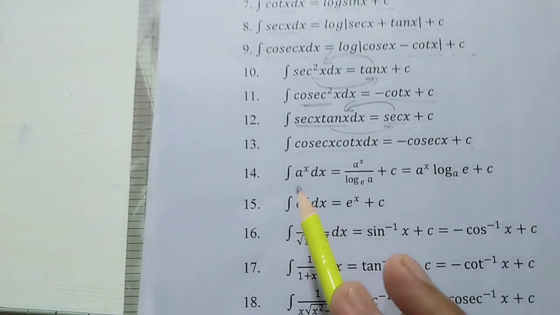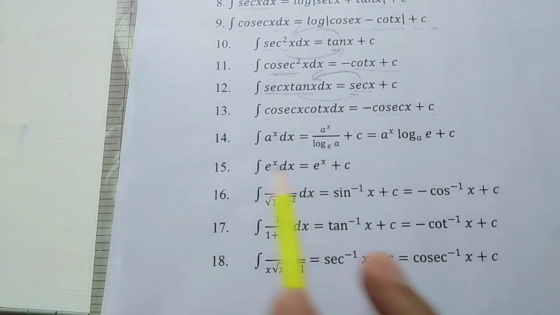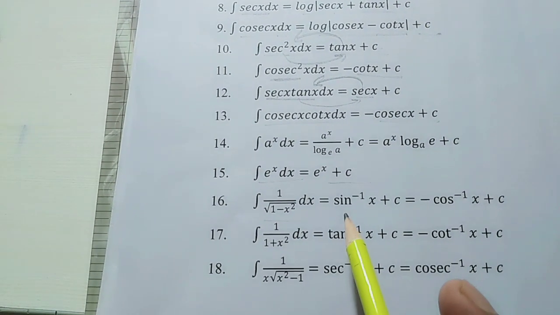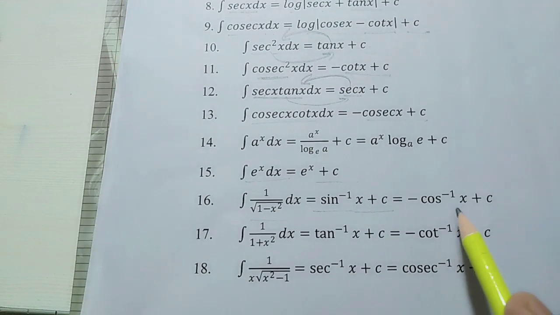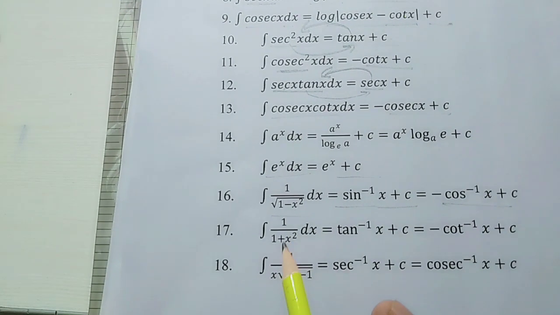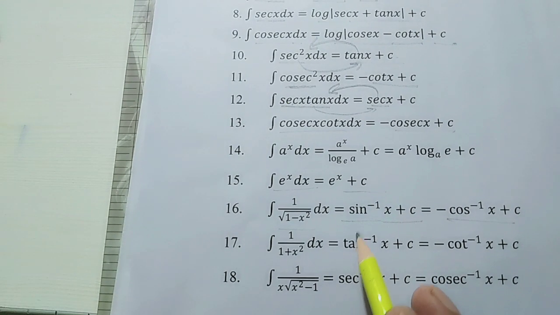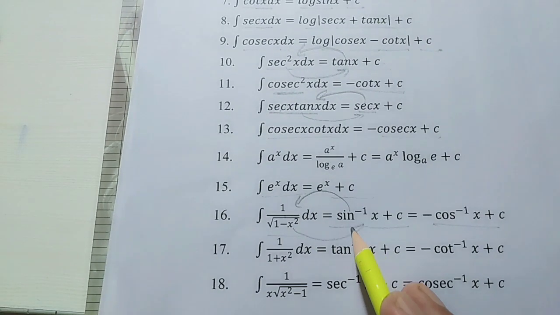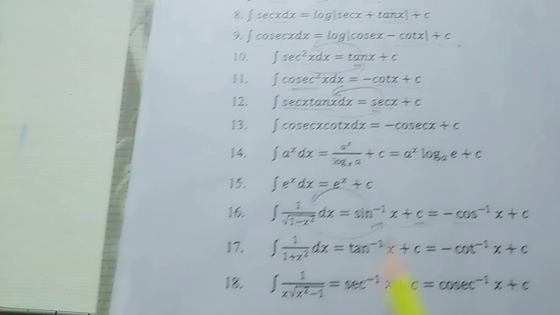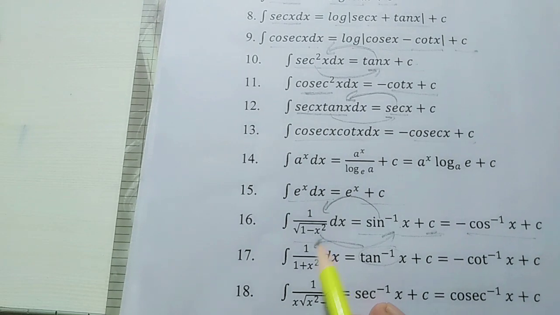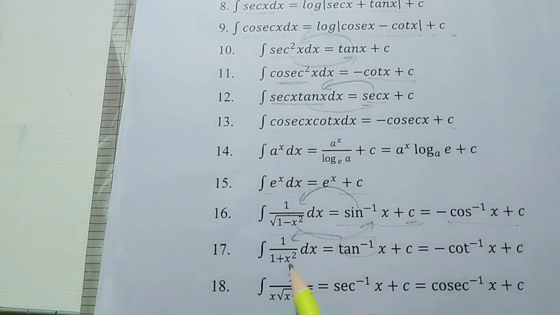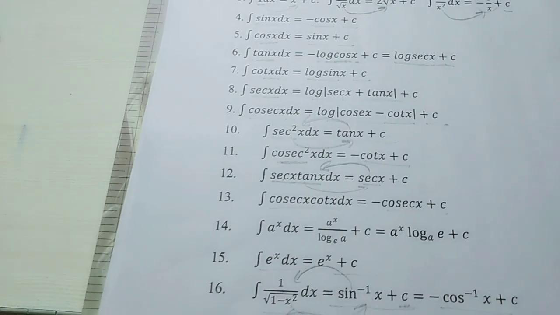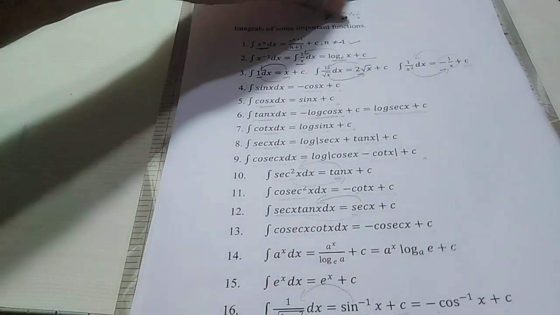So these are the formulas you have to remember, like integration of e to the power x, integration of 1 upon under root 1 minus x square. So either sin inverse x plus c or minus cos inverse x plus c. Because if you remember, the differentiation of sin inverse x is 1 upon under root 1 minus x square, so integration of this will be sin inverse x with a constant. Similarly, the differentiation of tan inverse x is 1 upon 1 plus x square, so integration of 1 upon 1 plus x square will be tan inverse x plus c. So these are the formulas you have to keep in your mind while solving the questions.